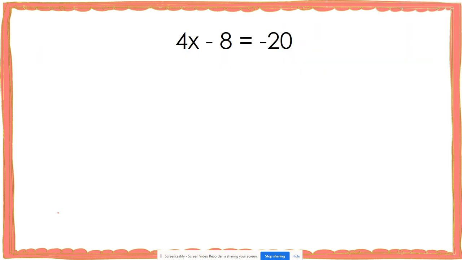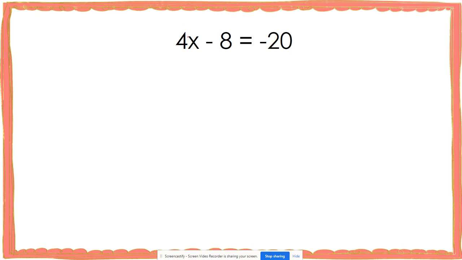This problem says 4x minus 8 equals negative 20. When I say that I need to isolate my variable, it means that it needs to be by itself on one side of the equation. Remember that our equation is being broken into two sides based on this equal sign. So one side of my equation says 4x minus 8, and the other side says negative 20.